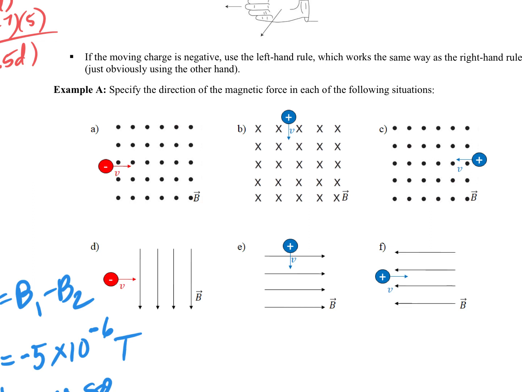Coming out of the page, and going which way? That way, right? Out of the page and this way. Which way is my thumb pointing? Up. So guess which way the magnetic force is? Up. Which means, for this particle, I want you to think about what's happening here.